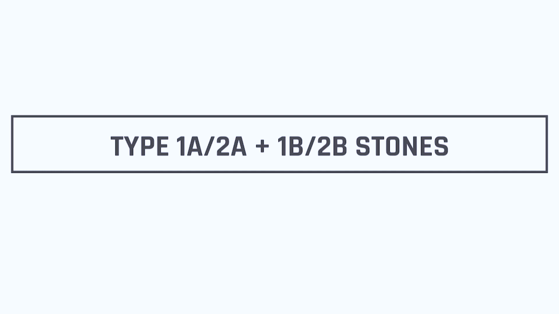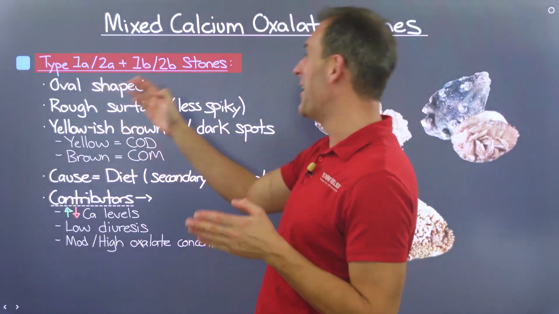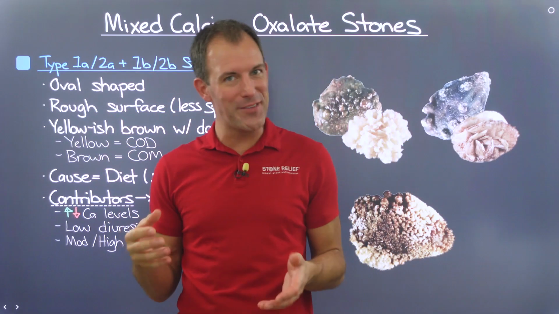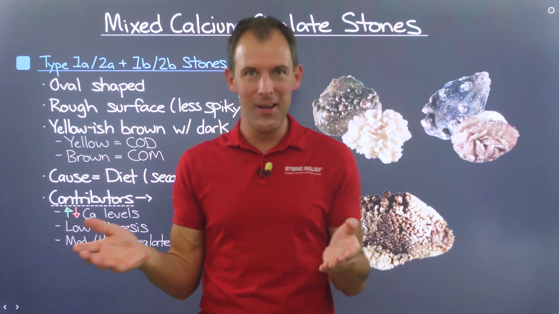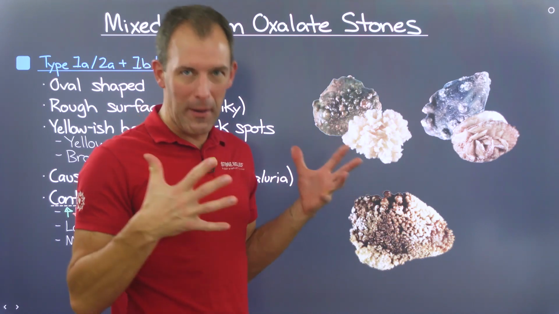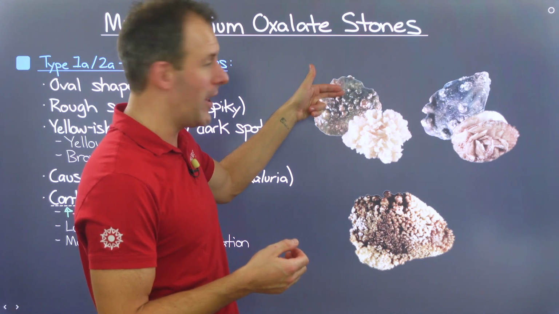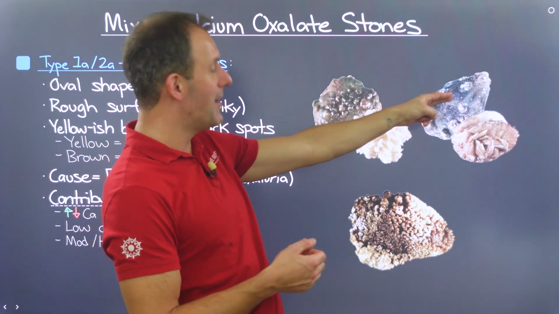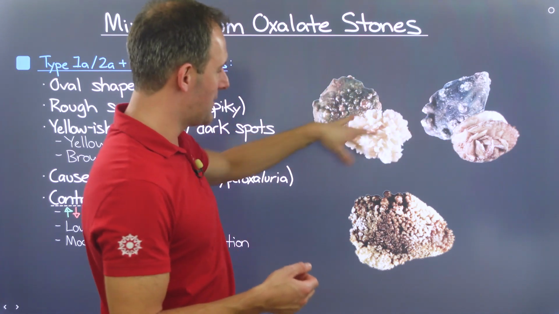All right, welcome back. So now we're going to be taking a look at the type 1A/2A and 1B/2B. So literally like a mutt of calcium oxalate monohydrate and calcium oxalate dihydrate. Damn near perfect. So this stone type, again, is a marriage of these different varieties. So we have the monohydrate type 1A, dihydrate type 2A, we have a monohydrate type 2B, and the dihydrate type 2B. So these stone types, again, this is the surface.